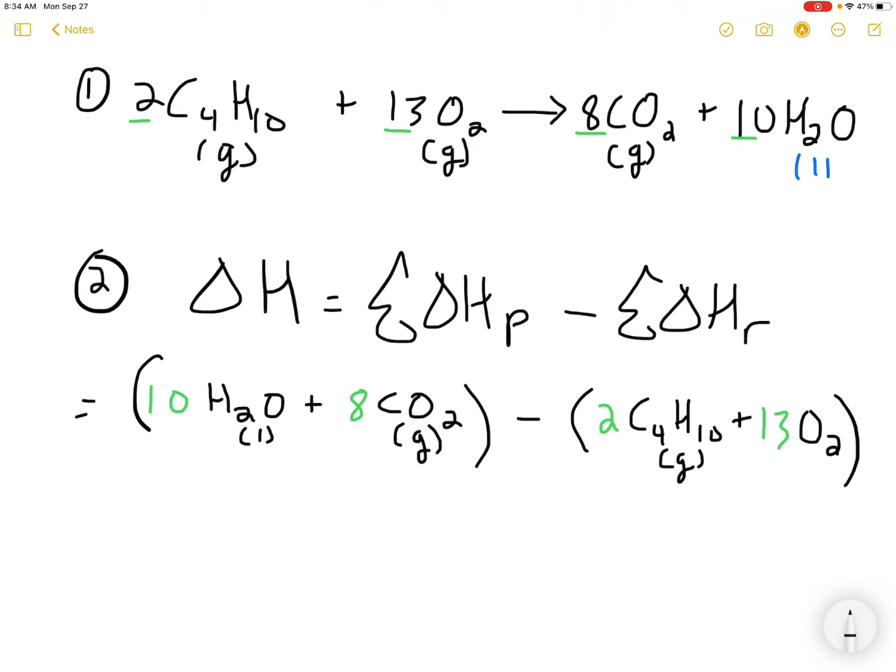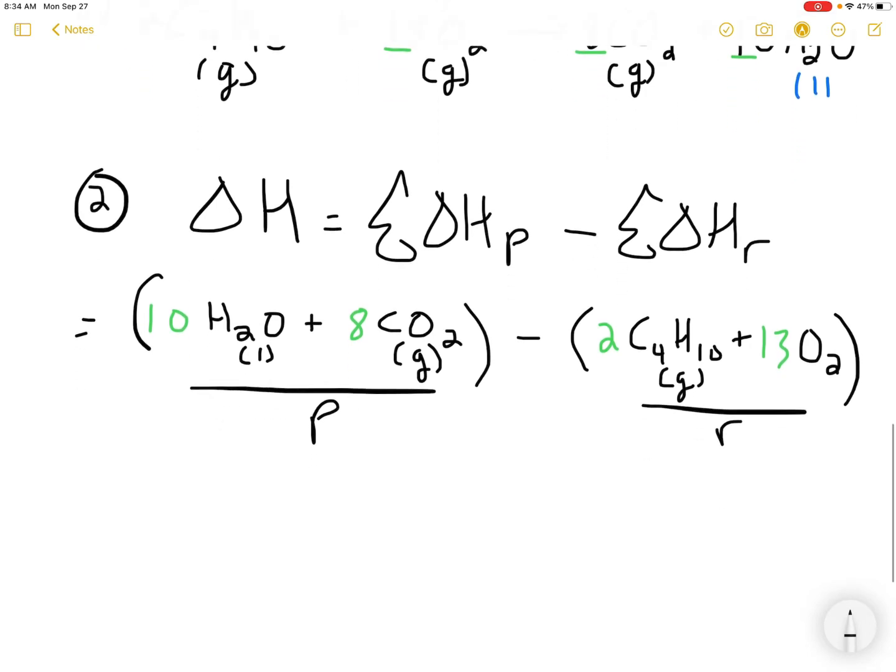So we subbed in our products and our reactants. Here's the sum of the products minus the sum of the reactants. And one thing I'm going to write here before we start plugging in the numbers is that if you look at O2, this is not a compound.